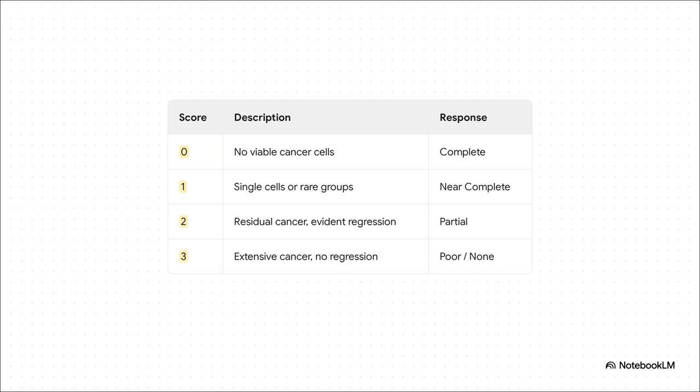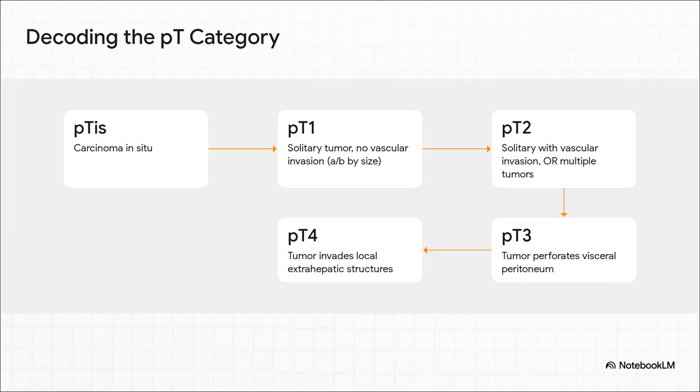There are 4 scores you can give. Score 0 is a complete response. Wow, no viable cancer cells left. And it goes all the way to score 3, which means a poor response with a ton of cancer still there. So the pT category is all about a combination of size, vascular invasion, and local spread. This slide breaks down each rung of that ladder. And notice this, a solitary tumor with vascular invasion, I don't care how big or small it is, it's automatically a pT2. It's these kinds of critical details that really determine the stage.